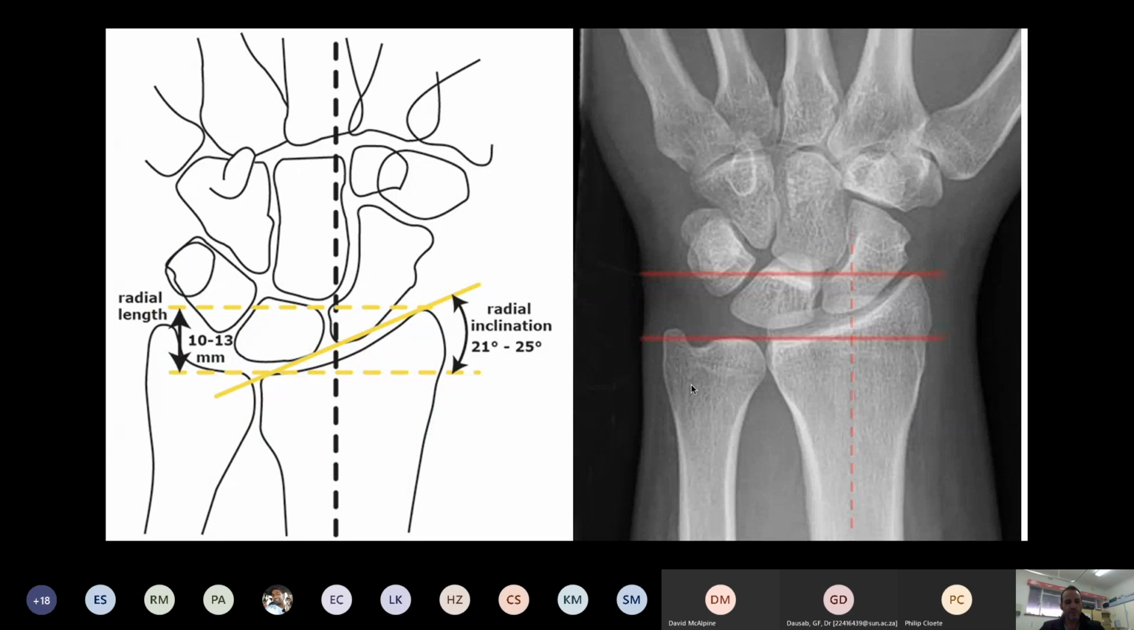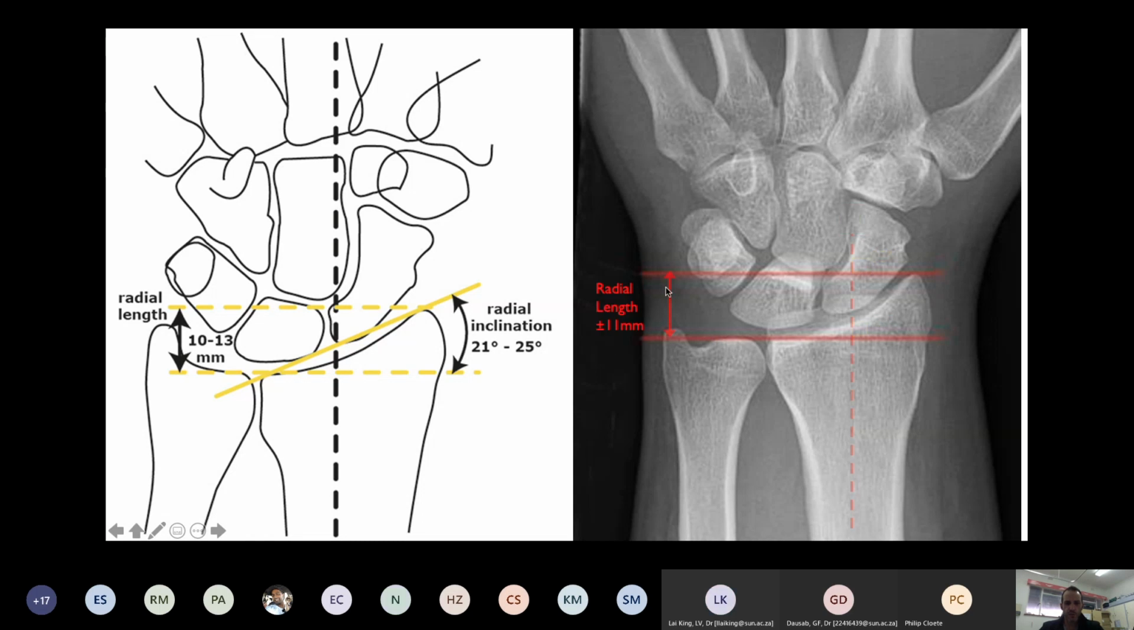What else can we see on the AP of the wrist? Well, one of the things that we do look at is radial length and radial inclination. So to assess these two measurements, what you need to do is draw a line through the long axis of the radius. So that's line number 1, through the long axis. The second line is 90 degrees to the long axis through the tip of the radial styloid. So that's line number 2. The third line is another perpendicular line to the long axis through the distal articular surface of the radius, and it should involve the ulnar head as well.